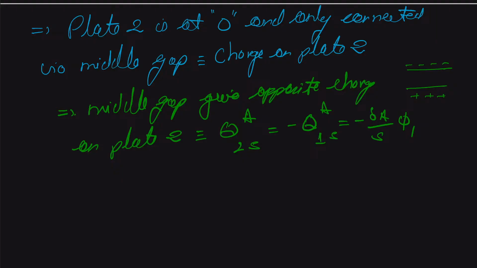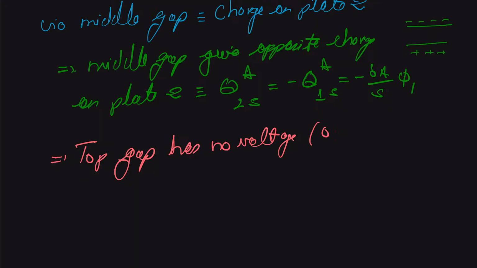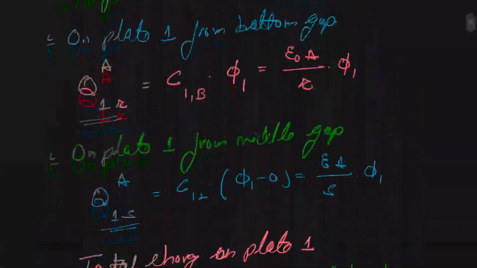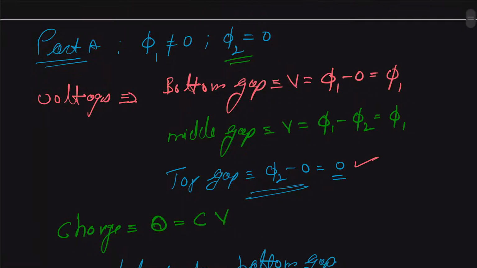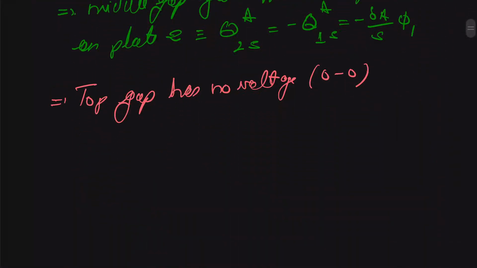And the top gap, they are having the same voltage, 0 and 0, so there is no extra charge on it. So you can say the top gap has no voltage, because it is 0 minus 0. Therefore, from here we can write no extra charge.